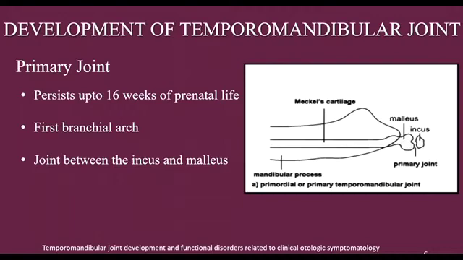In mandibular process, Meckel's cartilage is formed and the tympanic and mandibular process of Meckel's cartilage is completely developed in 16th week of prenatal life. Therefore, the primary joint persists up to 16 weeks of the prenatal life and it is derived from the first branchial arch. So this primary joint is the joint between the malleus and incus.